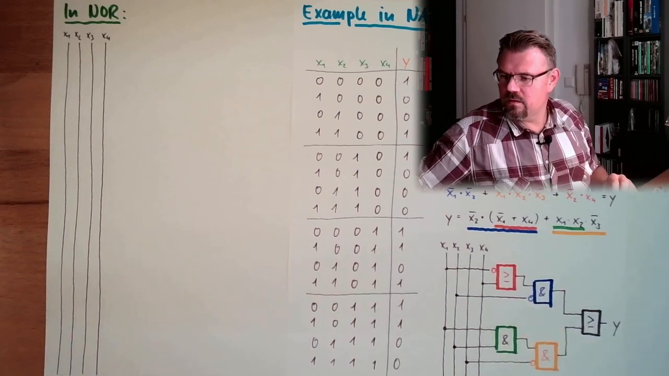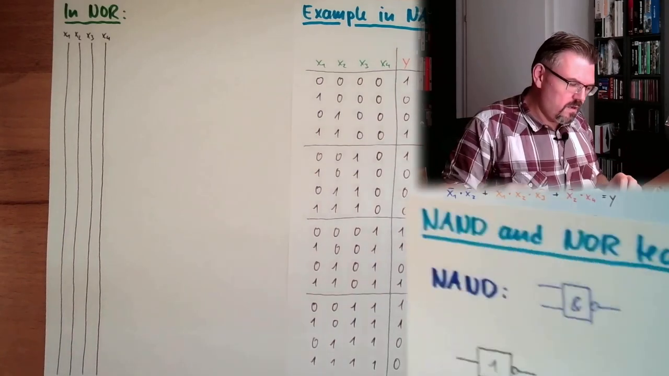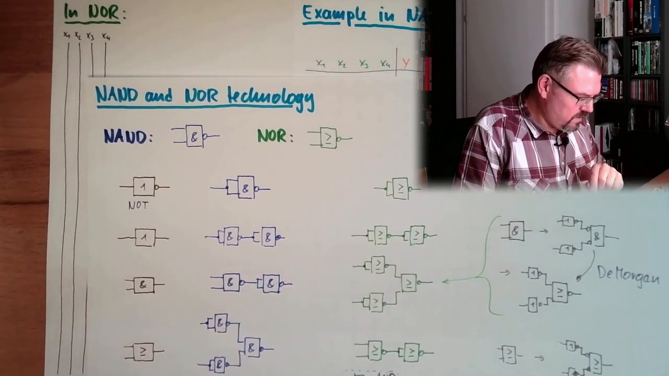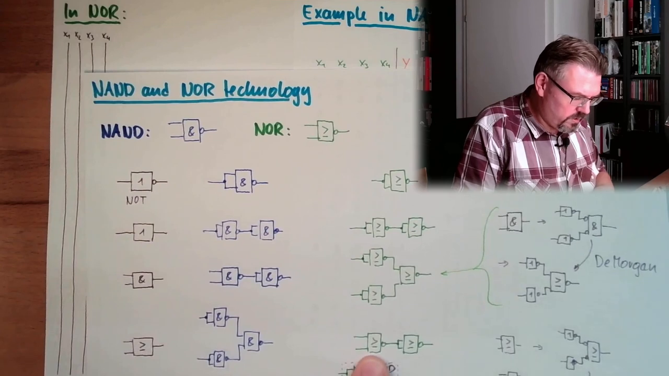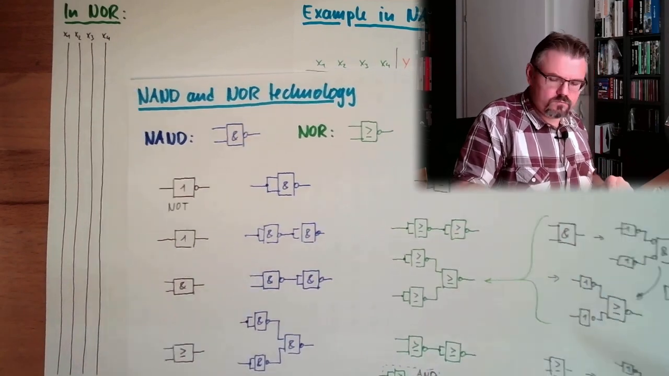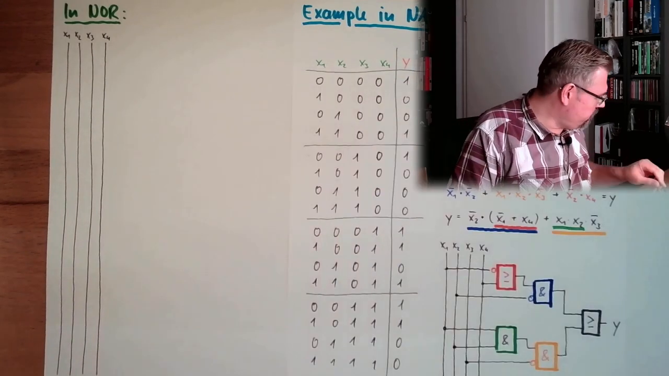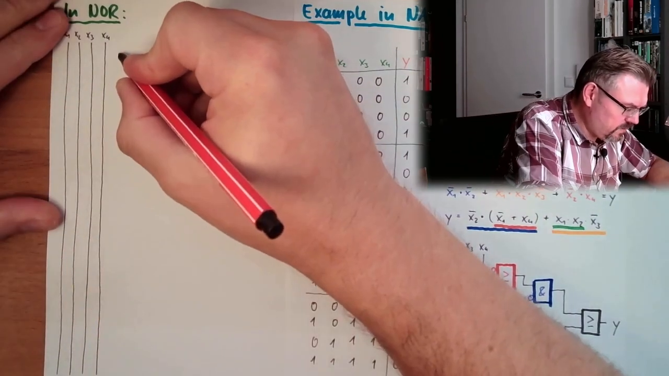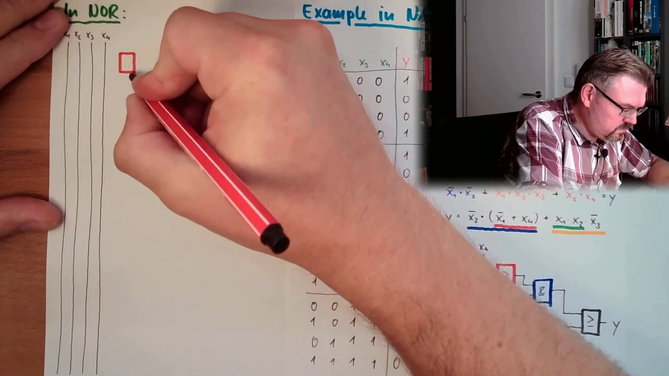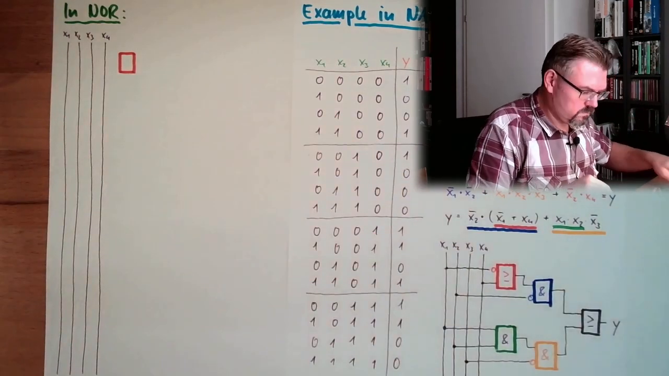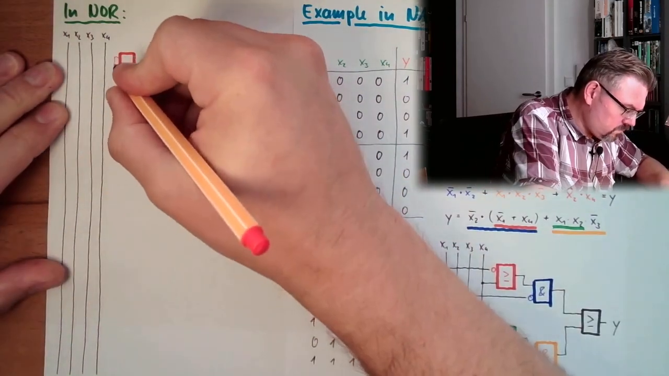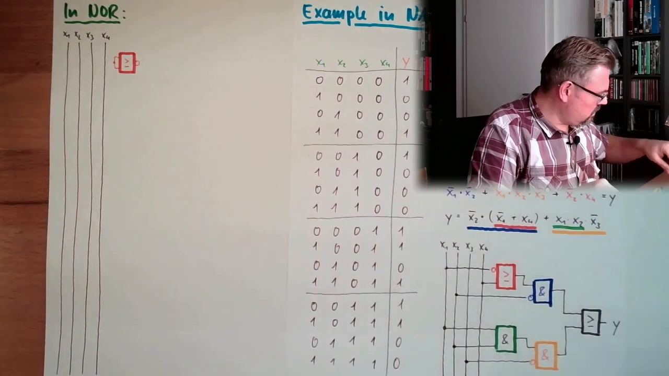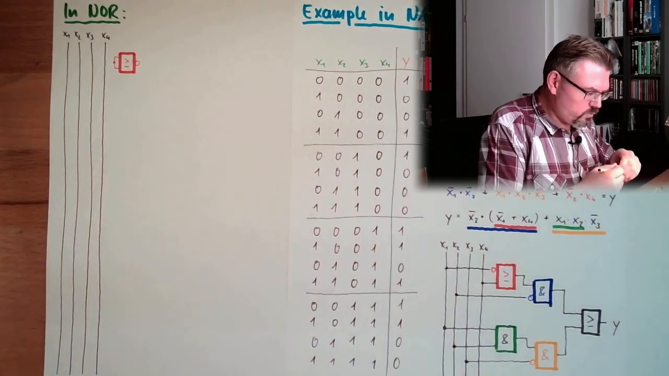The red one, NAND and NOR technology. A NOT looks exactly like that, yeah? And an OR looks like that, all right. Yeah. So I think we can manage. So we will draw now this NOT, the first element, coming from X1.